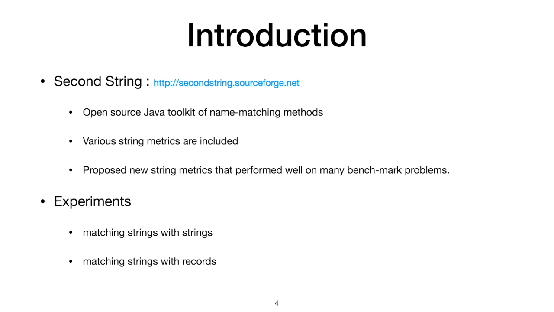In this presentation, the author of the paper and the team have together implemented an open source Java toolkit named SecondString. You can follow the link here and download the source code to play around with it if you're interested. In SecondString, various metrics for computing string distance are introduced, and experiments are conducted on different metrics to test their performance.